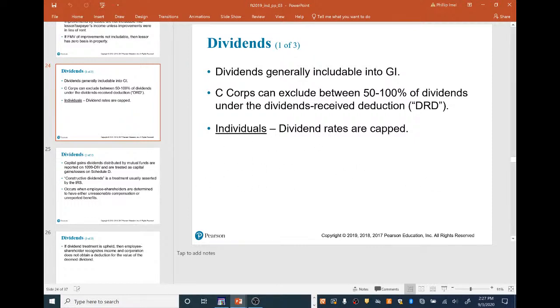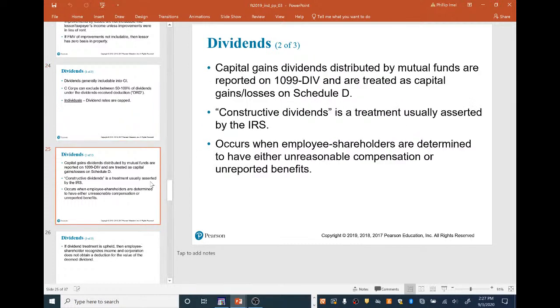For individuals, dividend rates are capped. Capital gains dividends distributed by mutual funds are going to be reported on the 1099 dividends form and are treated as capital gains and losses on Schedule D. Constructive dividends are a treatment usually asserted by the IRS. This constructive dividend treatment is going to occur when the employee or the employee shareholders are determined to have either unreasonable compensation or unreported benefits.